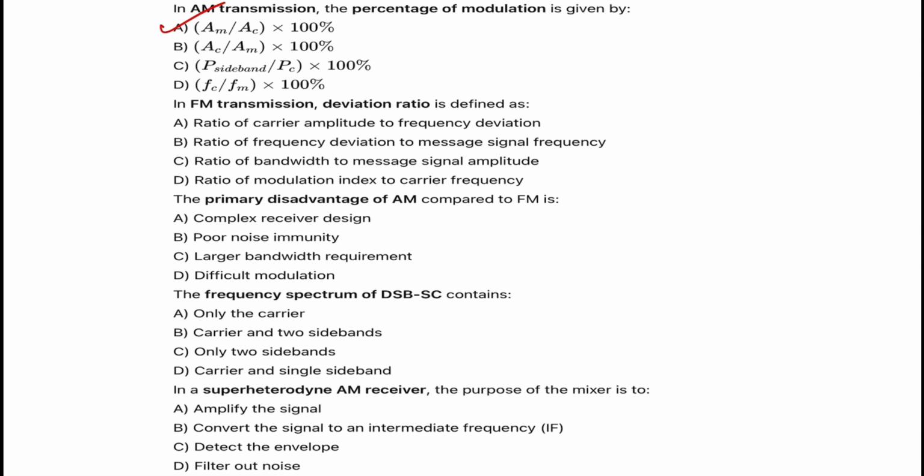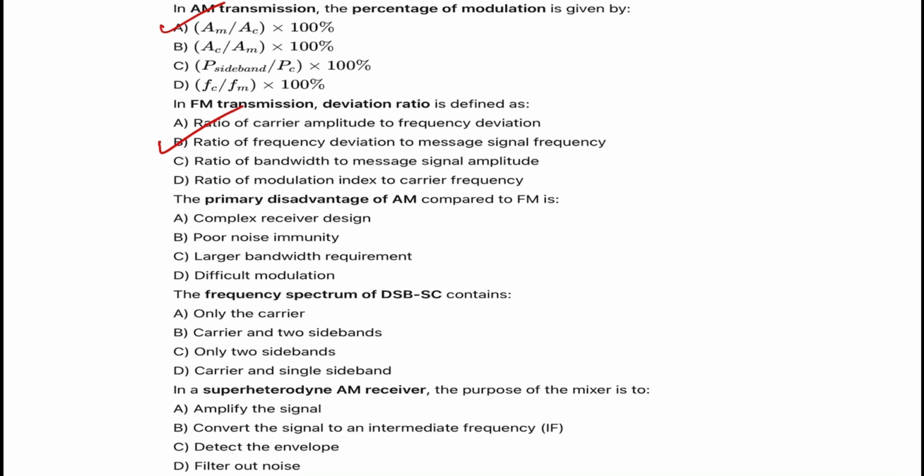In FM transmission, the deviation ratio is defined as option A, ratio of carrier amplitude to frequency deviation, option B, ratio of frequency deviation to message signal frequency, option C, ratio of bandwidth to message signal amplitude, option D, ratio of modulation index to carrier frequency. In an FM transmission, the deviation ratio is given by the ratio of frequency deviation to message signal frequency. That is option B.